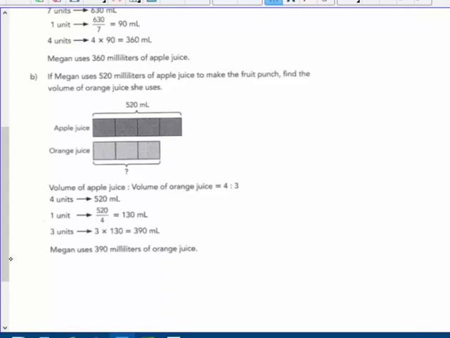Dividing by 4, you get one of them is 130. So 3 times 130 would give you 390 milliliters of orange juice. Megan uses 390 milliliters of orange juice. We always want to answer in a full sentence.